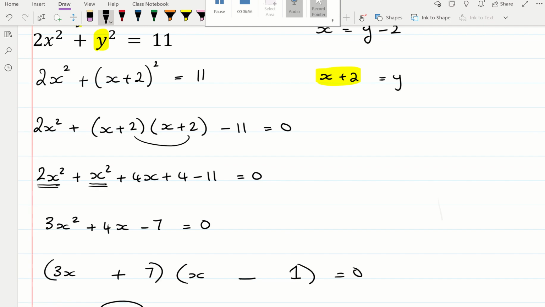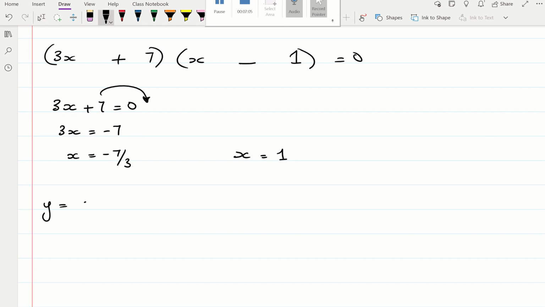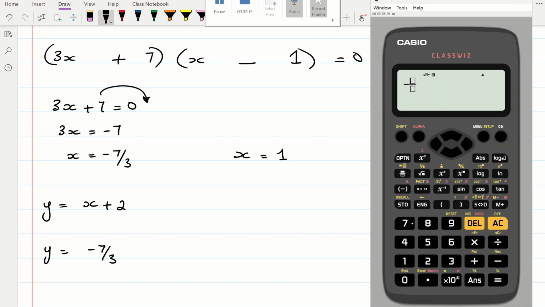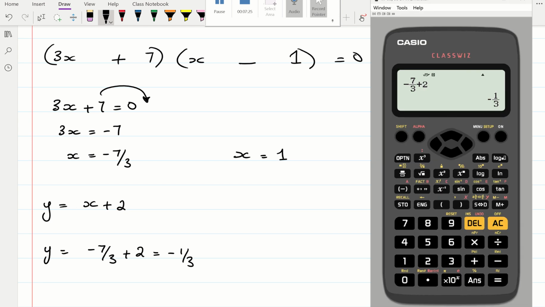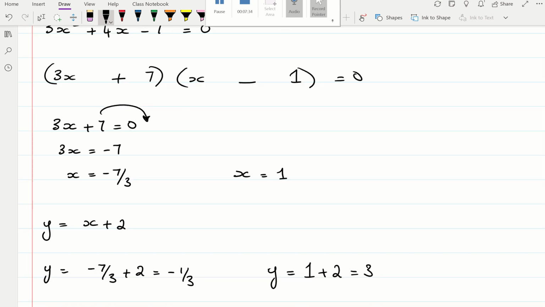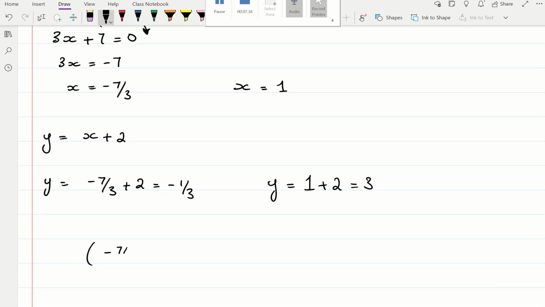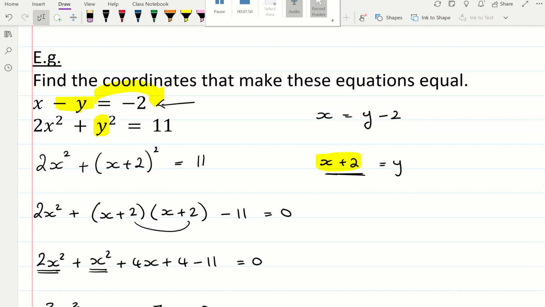Now that I have got the values of x, I need to find y, and y is x plus 2. So y equals x plus 2. So y is negative 7/3 plus 2. So that is negative 1/3. And then y is x plus 2, so 1 plus 2 is 3. And find the coordinates, so I will put them as a coordinate pair, minus 7/3 and minus 1/3, and 1, 3. So this is how you solve simultaneous equations where one of them is a circle, where you have both an x squared and a y squared.